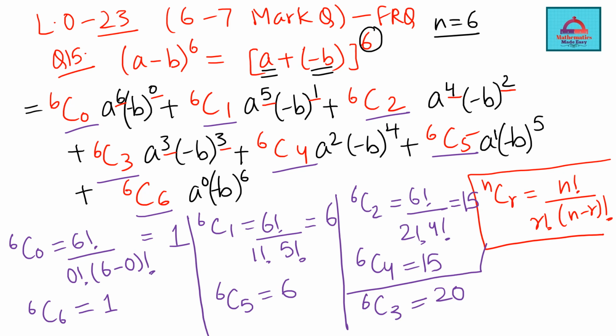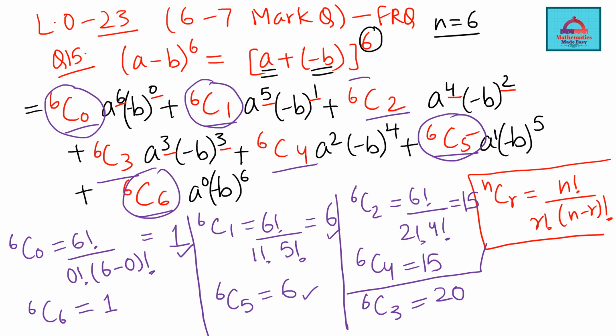Now we just need to plug in the values. In place of 6C0 and 6C6, we are going to put 1. In place of 6C1 and 6C5, we are going to put the value 6. In place of 6C2 and 6C4, we will put 15, and in place of 6C3, we are going to put 20. So let's go to the next slide and complete the question.